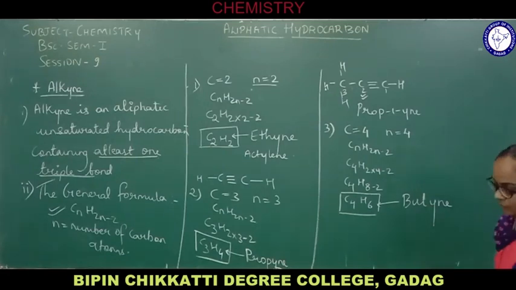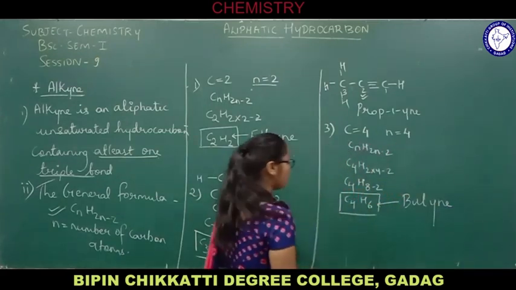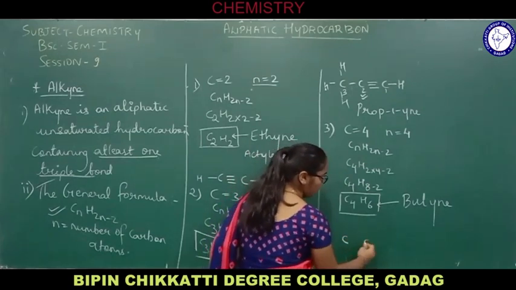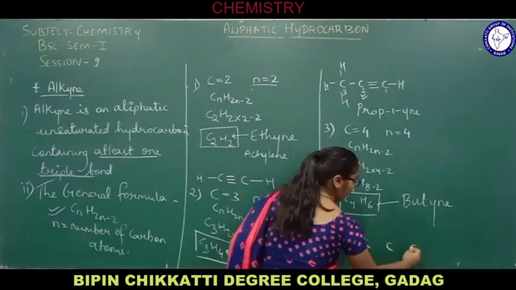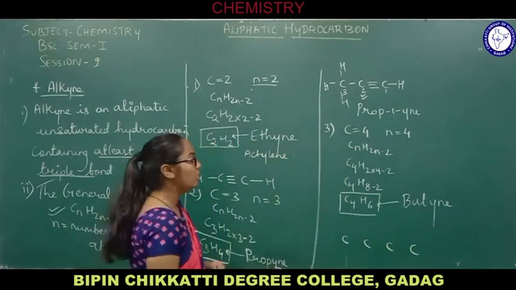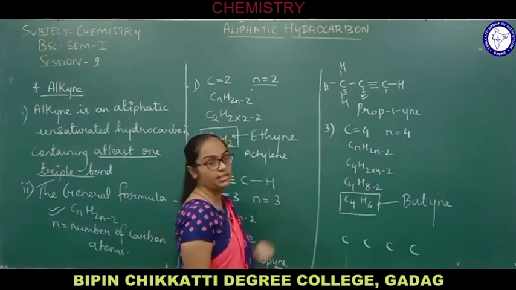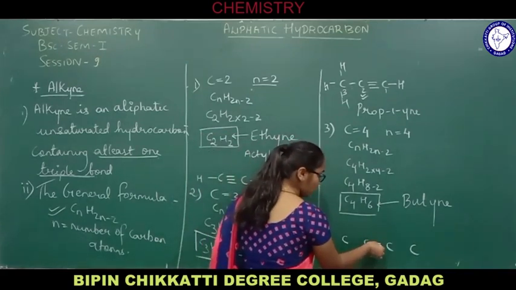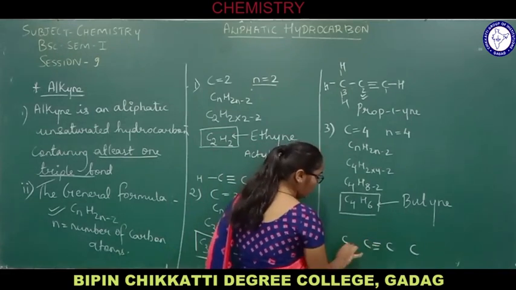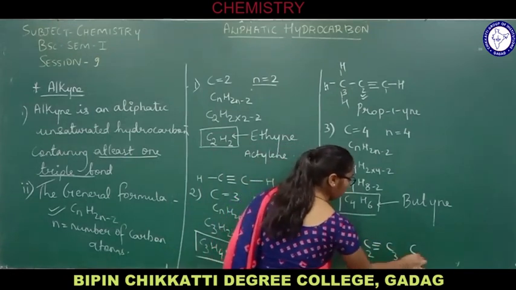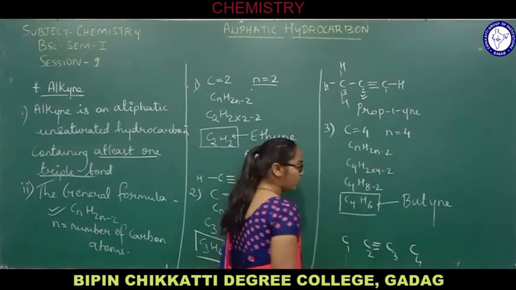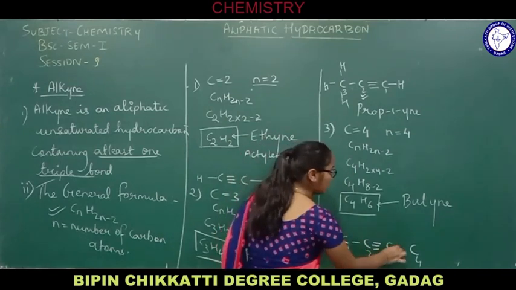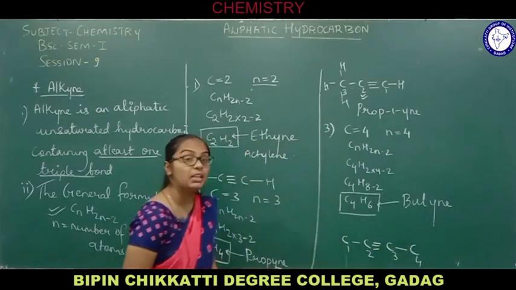So if we write with the general formula, the molecular formula, we need to understand the structural formula for this. Now 4 carbon is there, so let's first write down 4 carbons: 1, 2, 3, 4. How many hydrogen are there? 6. Now if I want to give the triple bond between carbon number 2 and carbon number 3, we need to balance each carbon atom with the remaining number of hydrogen atoms.